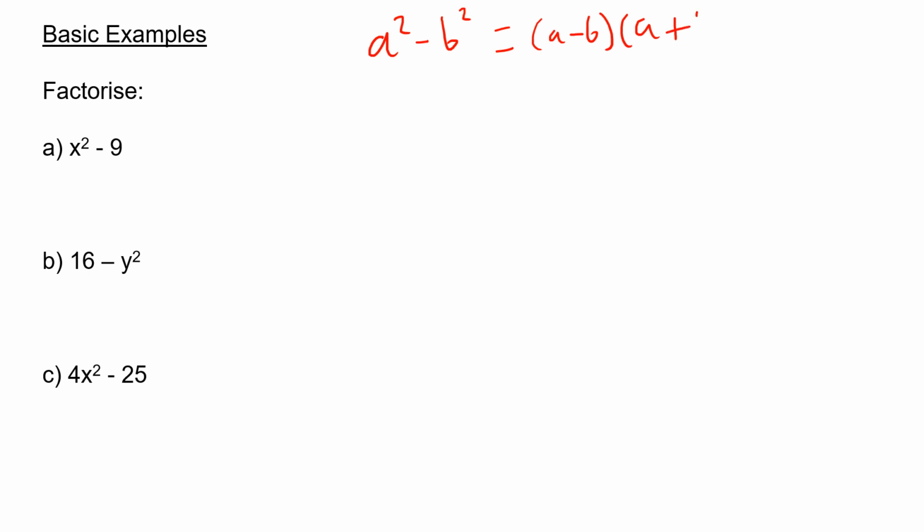This leads us to the result that a squared minus b squared is equal to a minus b times a plus b. So if we have two squares and we want to find the difference, we just put them in brackets, working out the square roots.